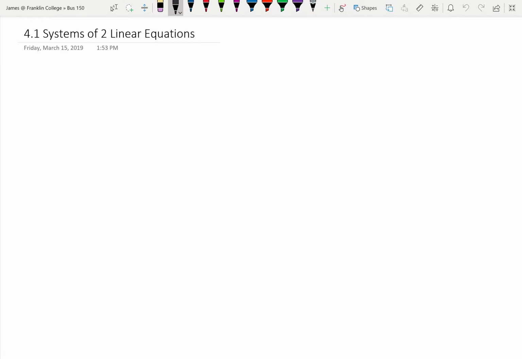Alright, so we're going to be working with systems of linear equations. This is going to be a setup where we have two equations and two unknowns, and we have to solve for two of the unknowns.